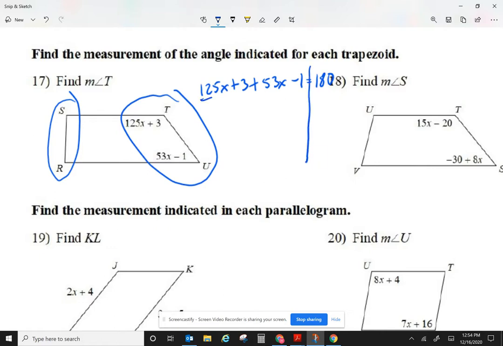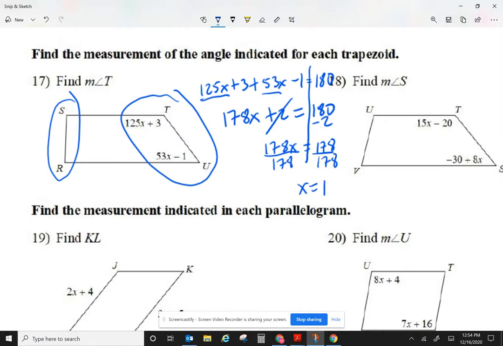All right, on the left side, let me combine like terms. 125 plus 53 gives me 178, so I have 178x. Then 3 minus 1 gives me 2. This is equal to 180. Let me subtract 2 on each side. So 178x equals 178. Let me divide by the number in front of the x. I get that x is equal to 1. If I was solving for x equals 1, I'm done.